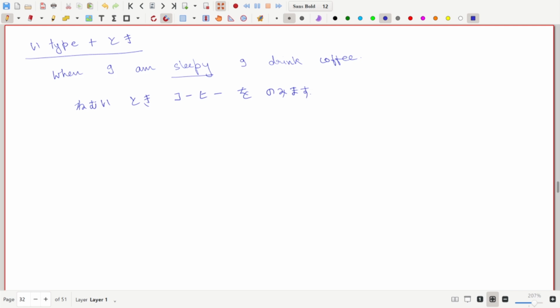Or we can take another adjective, another example. When I feel lonely, I call my parents. I call my family.